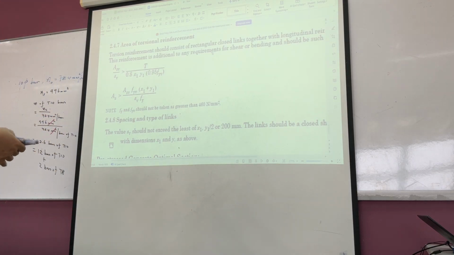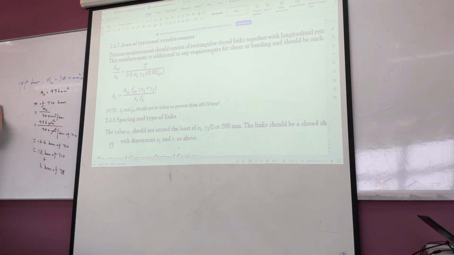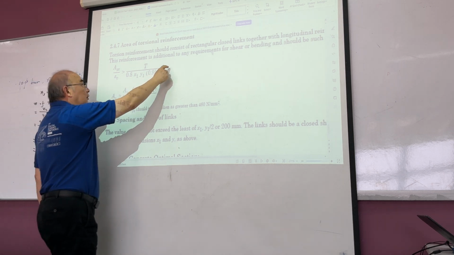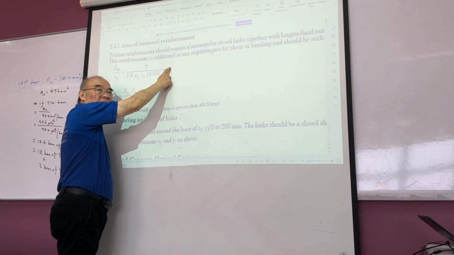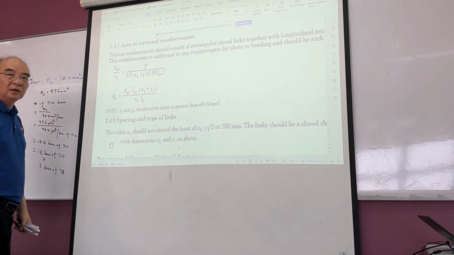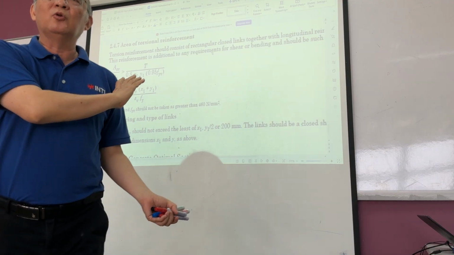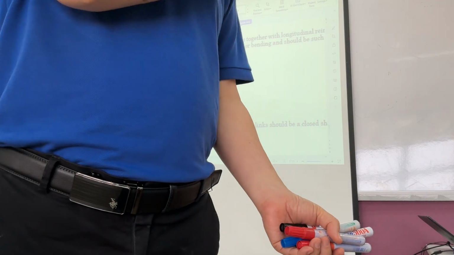Okay? Alright, and the final answer's unit should be millimeter, which is actually equal to millimeter square per millimeter. Understand? Okay? Alright. So I think this one is very easy to score points. Correct, right? So it's very easy.